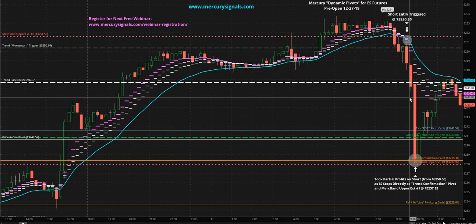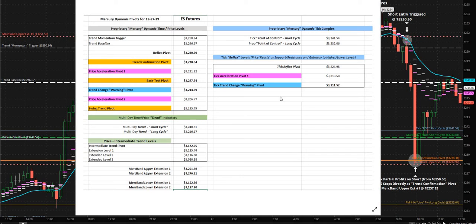I'm going to try and post pre-open videos. We had a little bit of a technical issue today, so let's go back and recap. Before the morning starts, our subscribers get the Mercury Dynamic Pivots data sheet. These are run a couple hours before the open, and they show all the different levels. We've got price oscillators, tick oscillators. These are all based on a time price formula.